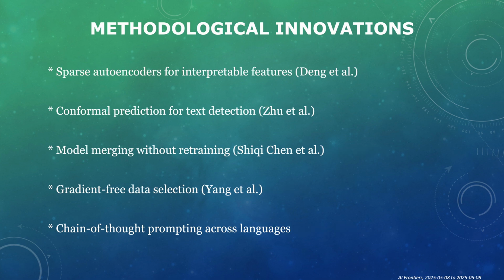Methodological innovations underpin these advances. Researchers employ sparse autoencoders to decompose complex model activations into interpretable features, though this requires substantial computational resources. Conformal prediction methods offer statistical guarantees for detecting machine-generated text, while model merging techniques enable capability transfer without retraining. Gradient-free data selection approaches reduce computational costs, and chain-of-thought prompting demonstrates variable effectiveness across different linguistic structures.